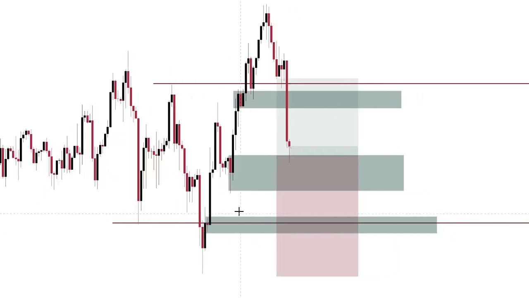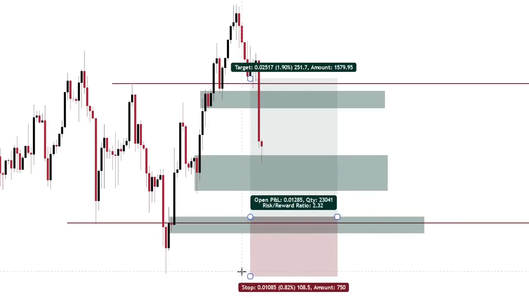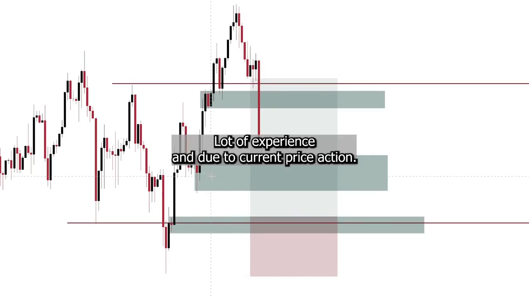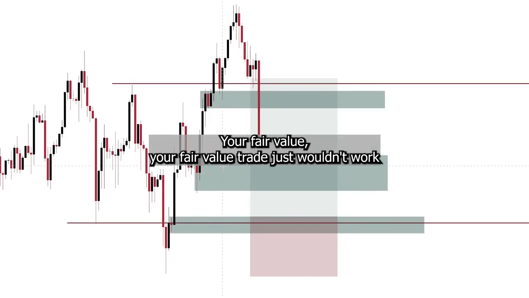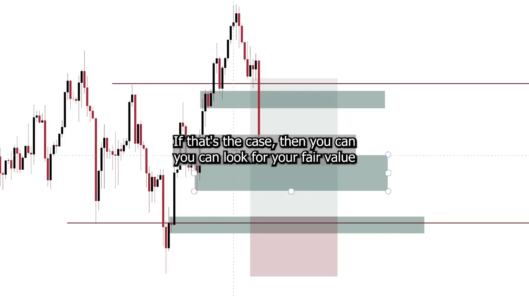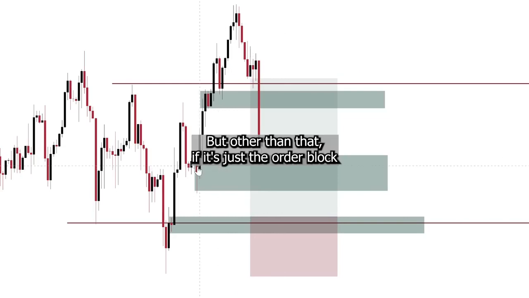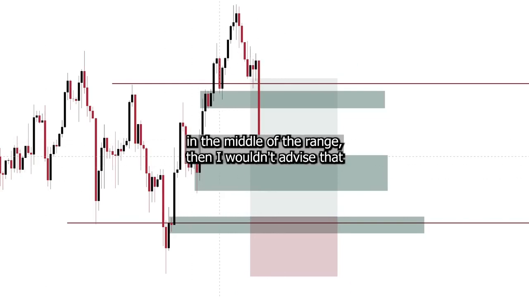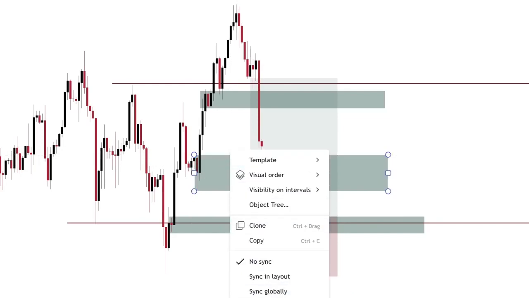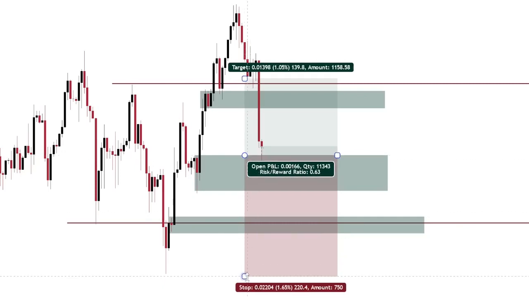And me personally, I'm not a fan of the 50% trade, just for the fact that if you're going to wait for price to get all the way down here, you might as well wait for price to get down to your extreme. So for me, in a lot of experience and due to current price action, your fair value trade just wouldn't work unless there is an overlapped fair value gap. If that's the case, then you can look for your fair value gap confirmation, which I made a video on previously, to enter the trade. But other than that, if it's just the order block in the middle of the range, then I wouldn't advise that. Because why? Because the stop loss would just be too big, because your safest stop loss here would be right here. And just the risk to reward doesn't make sense.